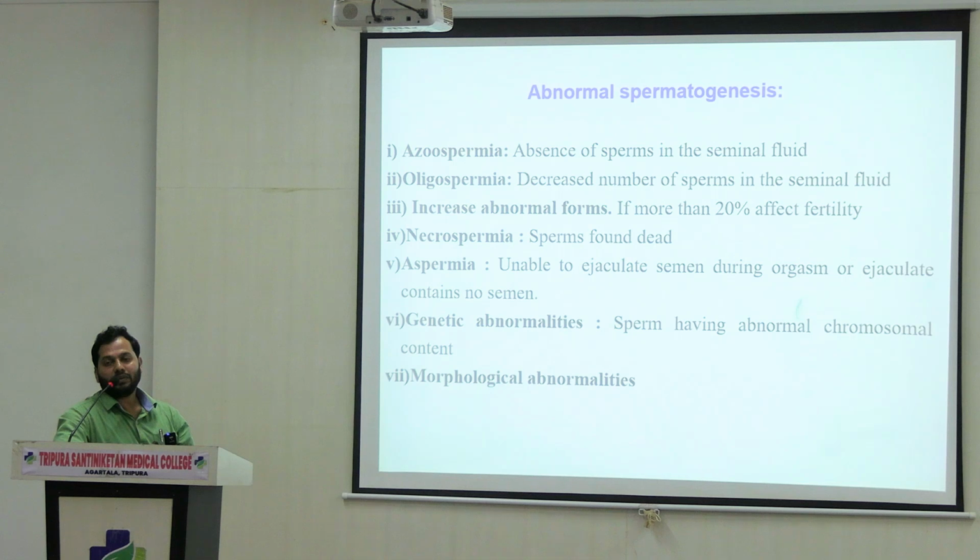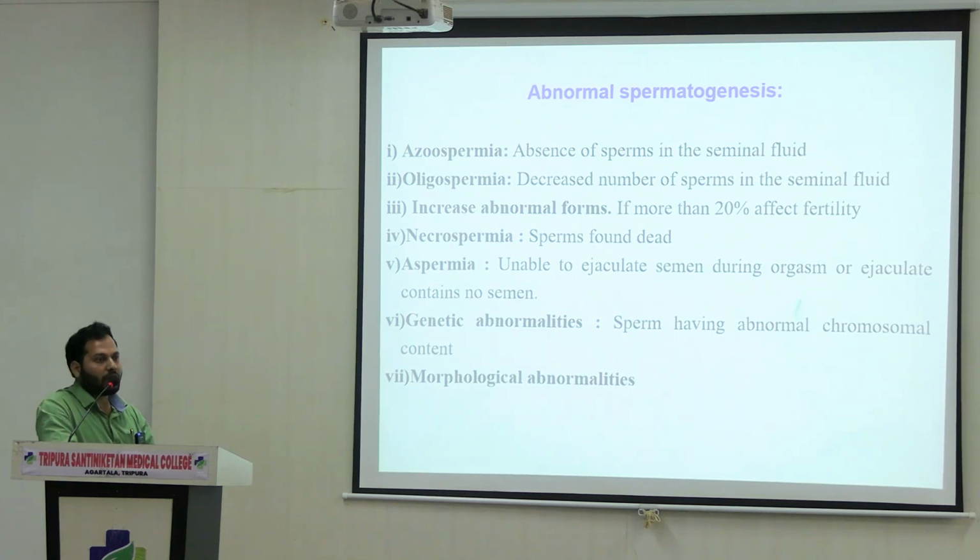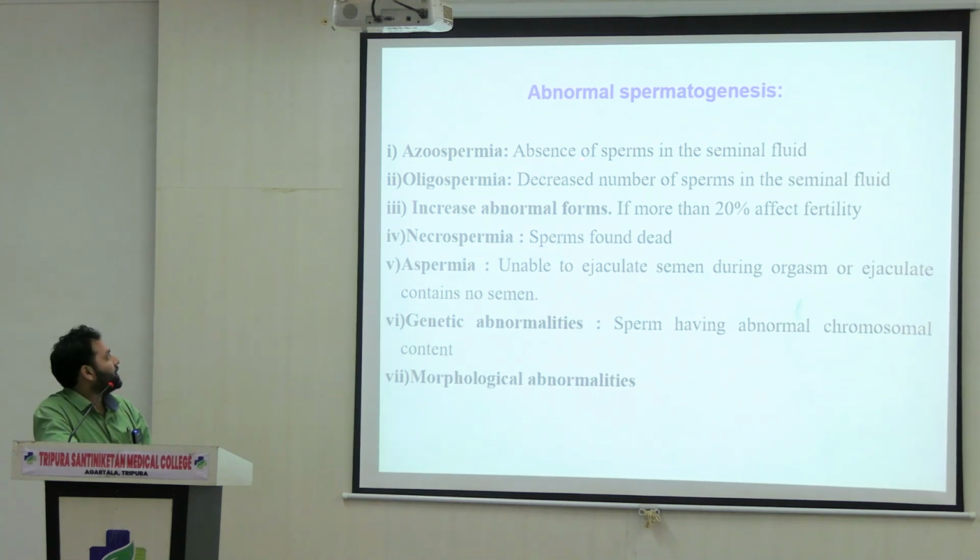Now see, sometimes we can see abnormality in the formation of sperm cells or mature sperm cells. So what are the most important types of abnormality? One is called aspermia. What is the feature of aspermia? There is absence of sperms in the seminal fluid. Oligospermia is where the number of sperm cells is not sufficient. There is a decreased number of sperm cell productions.